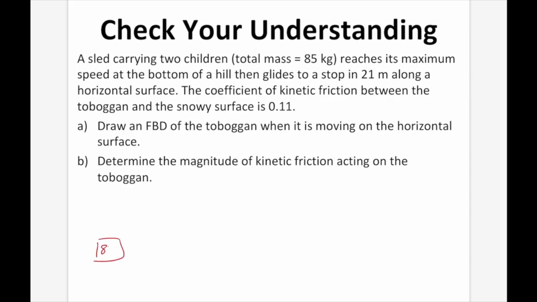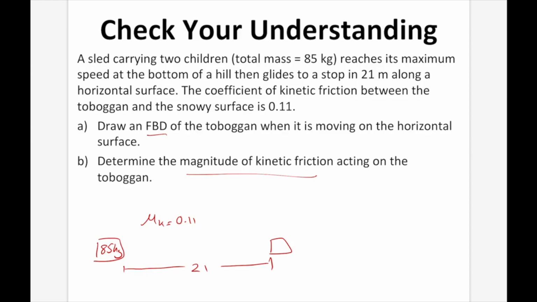So we know that the mass is 85 kilograms, and it's at its maximum speed. It then glides to a stop in 21 meters. So this is where the toboggan stops. The coefficient of kinetic friction, so mu k, is 0.11. And we're interested to know a few things, including the free body diagram and the magnitude of the kinetic friction acting on the toboggan. Because that's the only thing that's going to slow the toboggan down. It's going to be the friction acting against the motion.